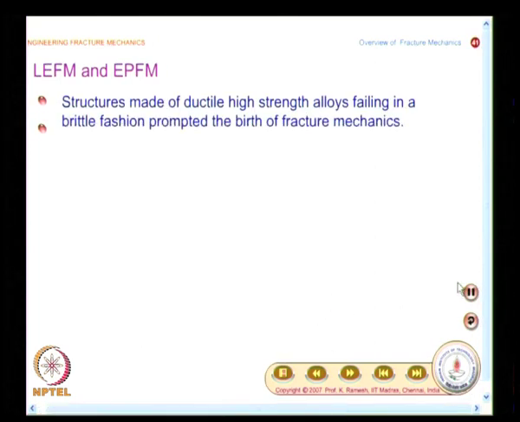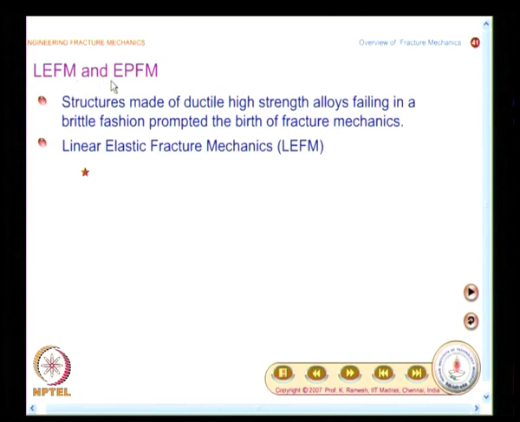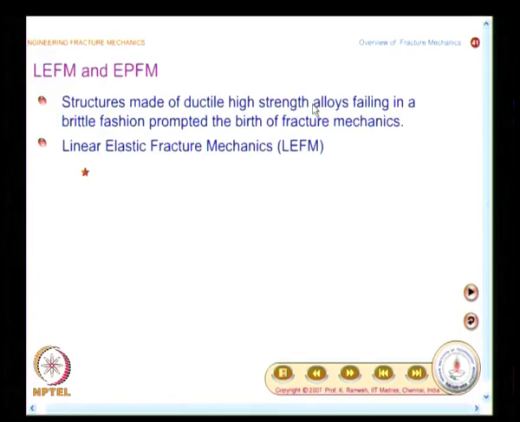And once you come to fracture mechanics, there are 2 broad categories that you can think of. One is linear elastic fracture mechanics, another one is elastoplastic fracture mechanics. The whole of fracture mechanics focuses on structures made of ductile high strength alloys. This is very important. You do not apply fracture mechanics to mild steel, only for high strength alloys fracture mechanics is applied. The fact that high strength alloys fail in a brittle fashion has prompted the birth of fracture mechanics.